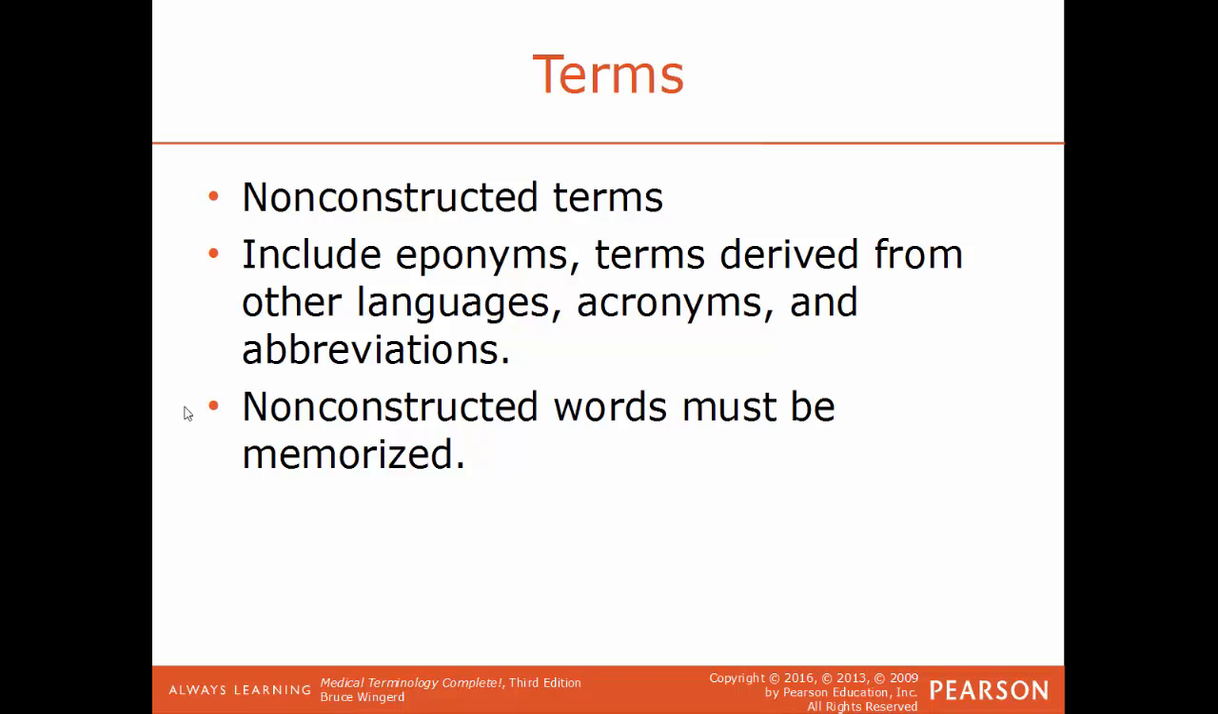These can also include terms derived from other languages, acronyms. You'll see that a lot, especially when we talk about hormones in particular, and also abbreviations. The key to this type of term is it can't be broken down. It has to be memorized. It has to be learned.